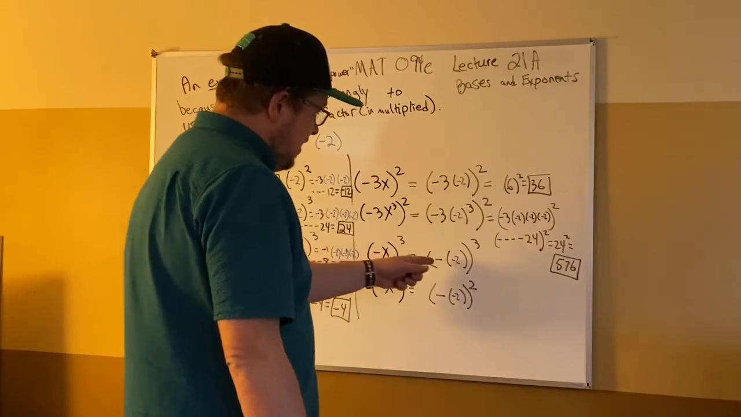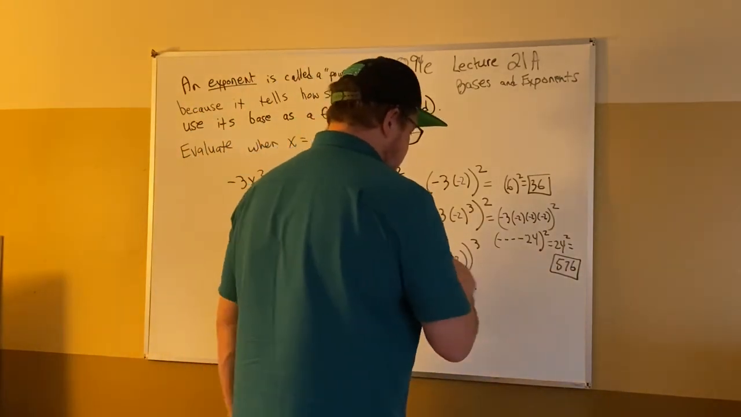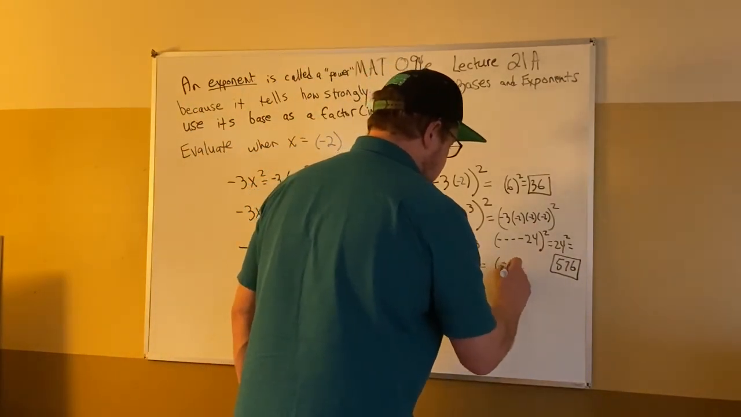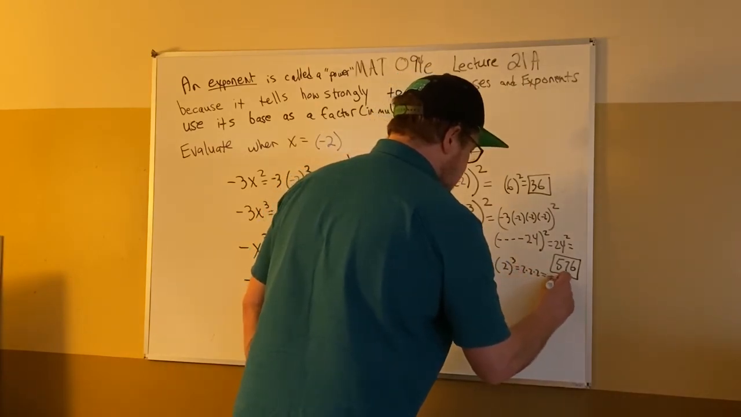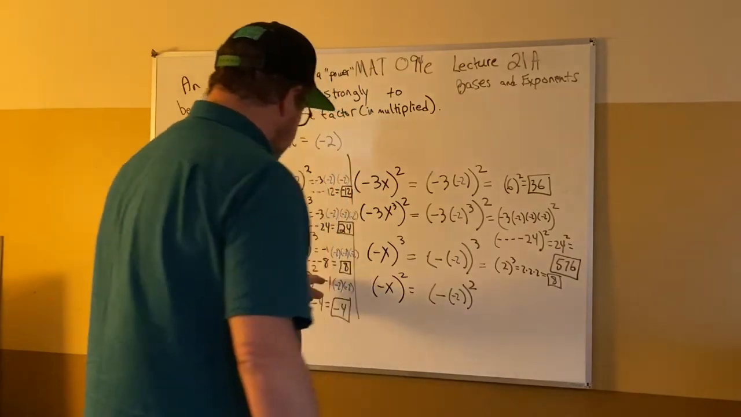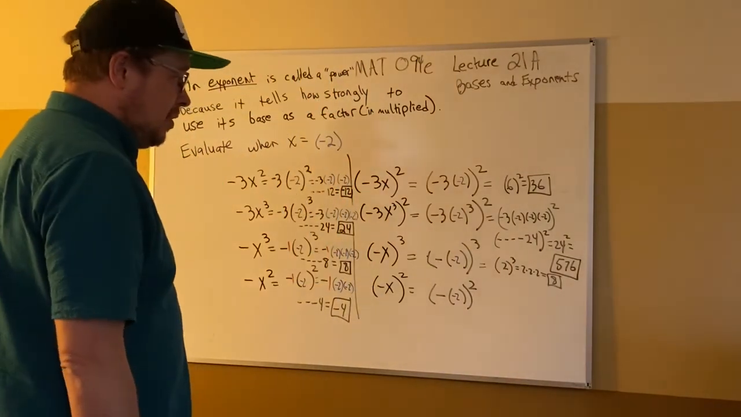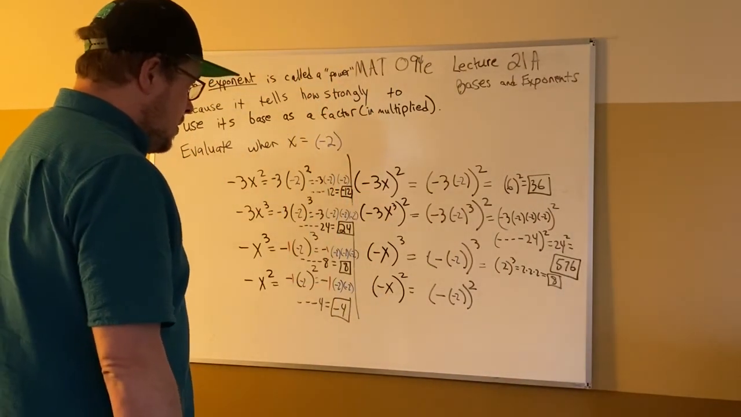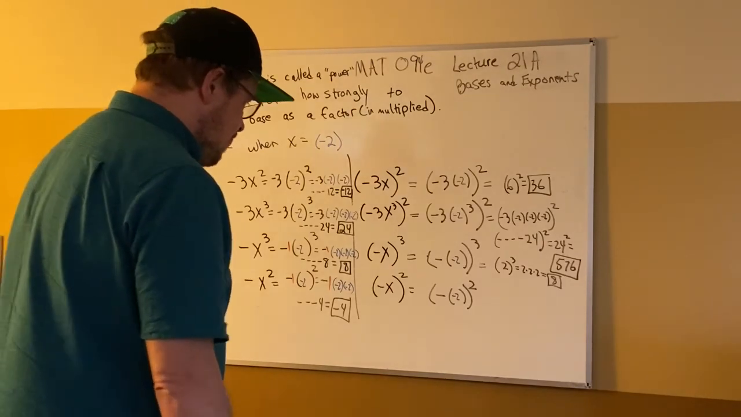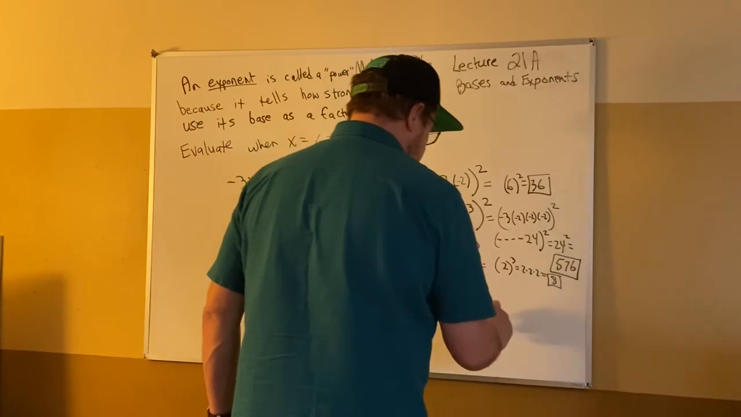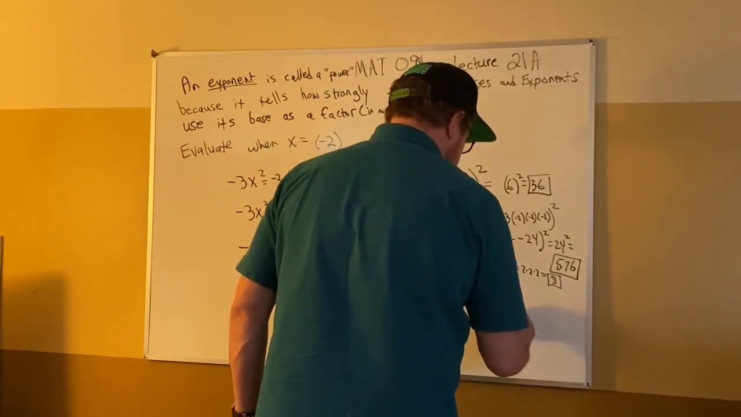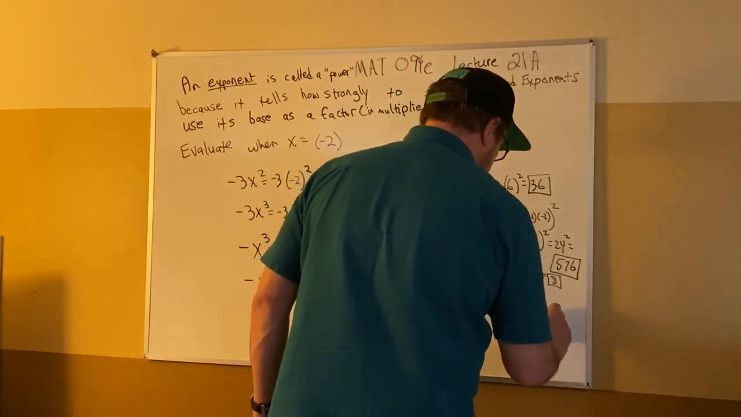This one, each time the parentheses contain the opposite of -2, so each parenthesis contains a 2. So there are 3 times. That's 8. Wait, that's the same as that? Work that way. And this one, each time, is going to have the opposite of -2, which is going to be 2 squared. 2 times 2 is 4.